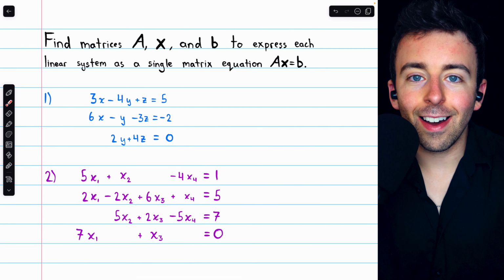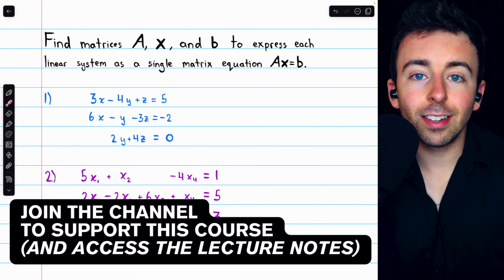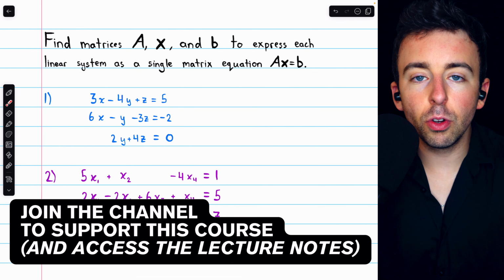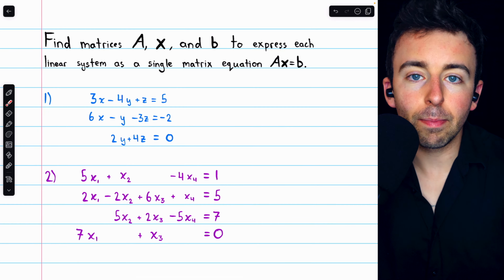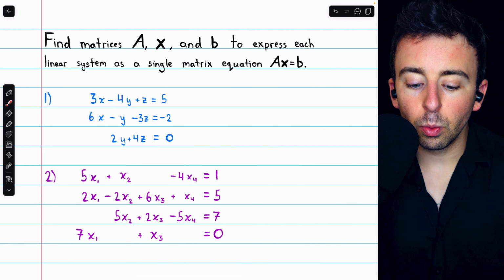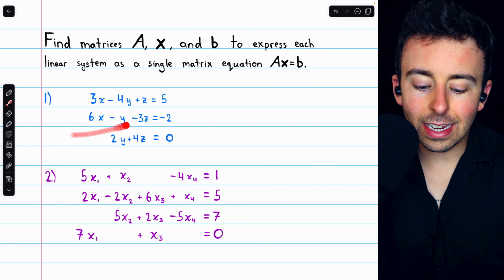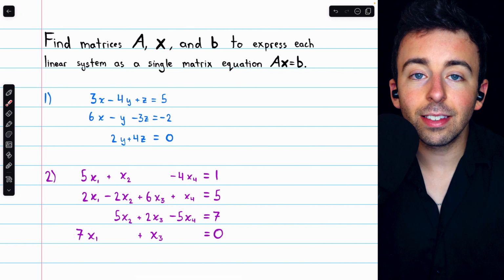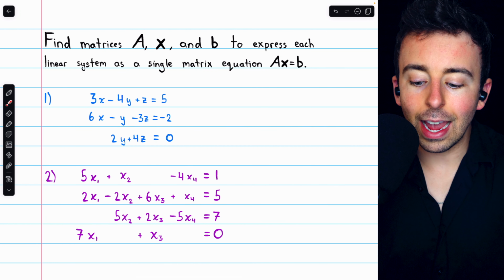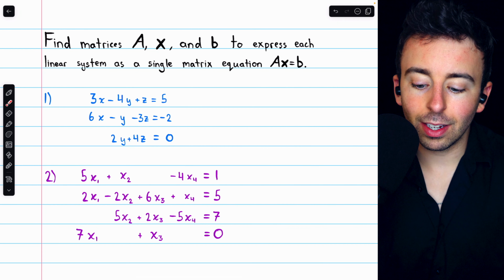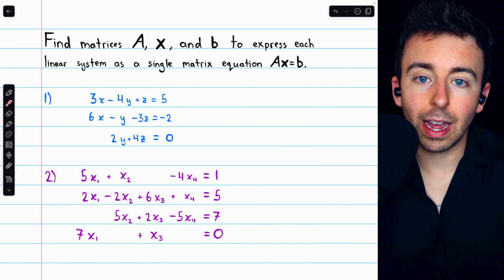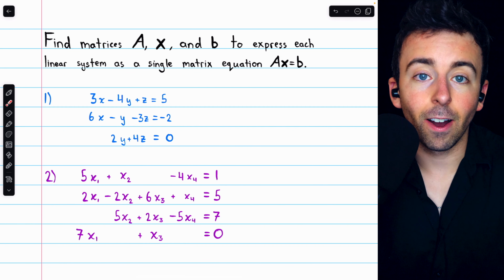Something we have to do a lot in linear algebra is turn a system of linear equations into a single equation involving matrices. In this video, we'll find matrices A, X, and B to express each of these linear systems as a single matrix equation A times X equals B. A is the coefficient matrix, X is the variable vector, and B is the constant vector.